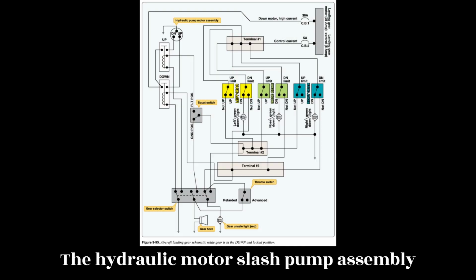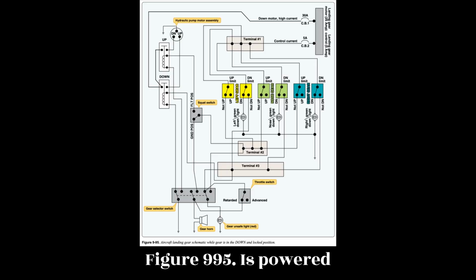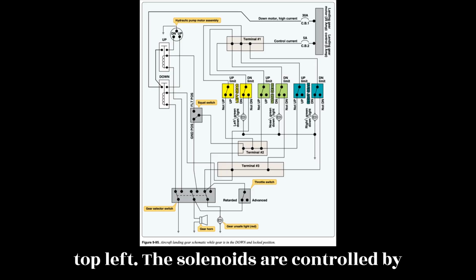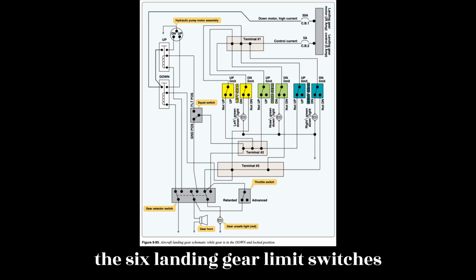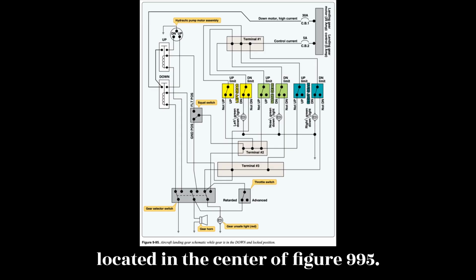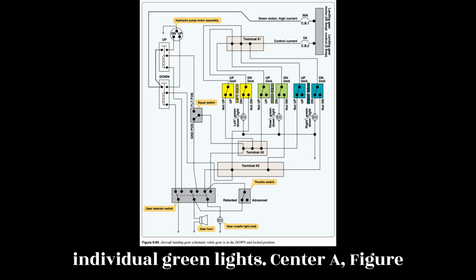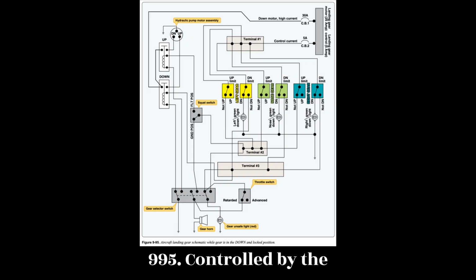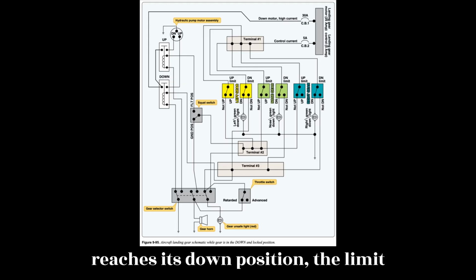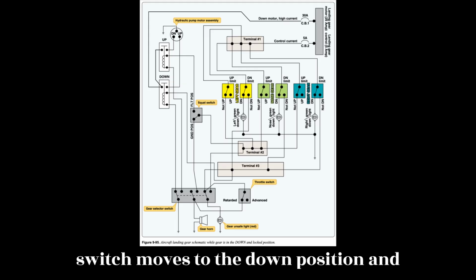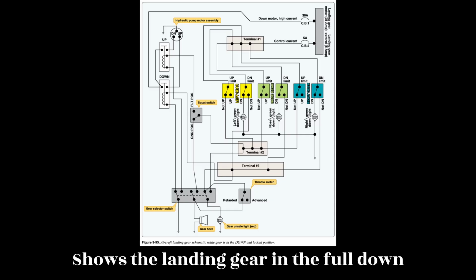The hydraulic motor/pump assembly located in the upper left corner of Figure 9.95 is powered through either the up or down solenoids, top left. The solenoids are controlled by the gear selector switch, bottom left, and the 6 landing gear limit switches, located in the center of Figure 9.95. The 3 gear down indicators are individual green lights, center of Figure 9.95, controlled by the 3 gear down switches. As each gear reaches its down position, the limit switch moves to the down position, and the light is illuminated. Figure 9.95 shows the landing gear in the full down position.